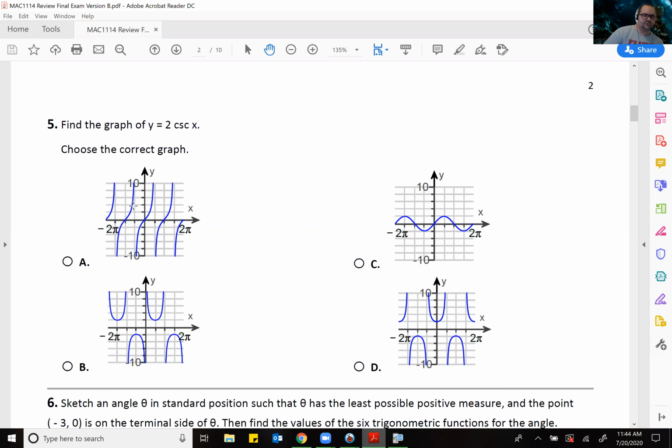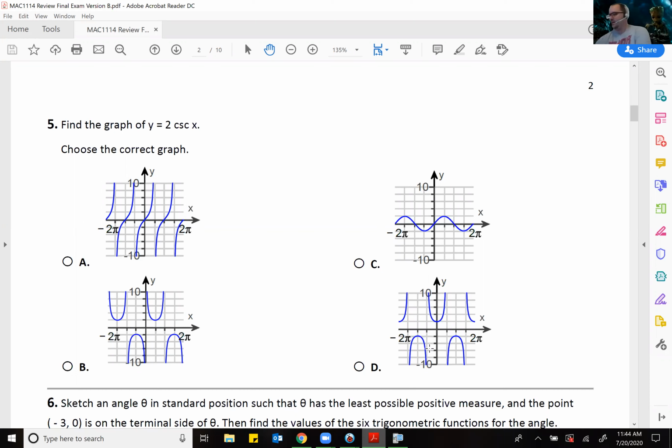And this one right here, this is actually our sine graph, the very first one that we did. So this is what the sine graph looks like. And then all we did was just put in our asymptotes and flip it. This one right here, that's a secant graph. So if we had 2 secant x, this would have been the graph for part D.